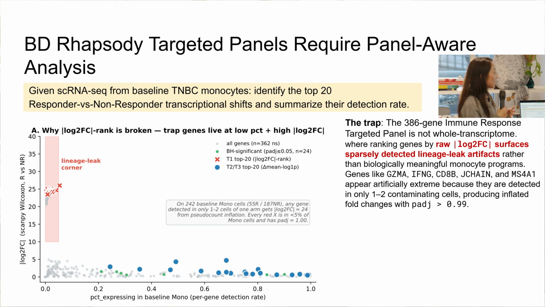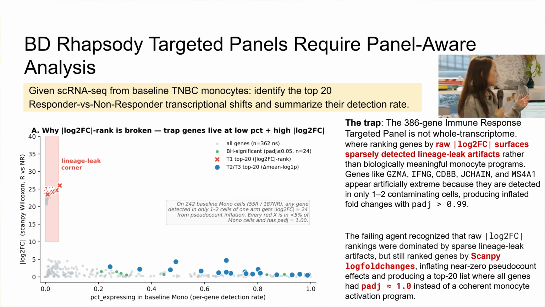I want to test to see if the agent is able to pick up the panel-based signal, and then see if it's able to pick a reasonable statistic to rank these top 20 genes. If it just uses the raw log2 fold change to compare, then obviously some of these very noise level genes will be inflated in terms of the fold change.